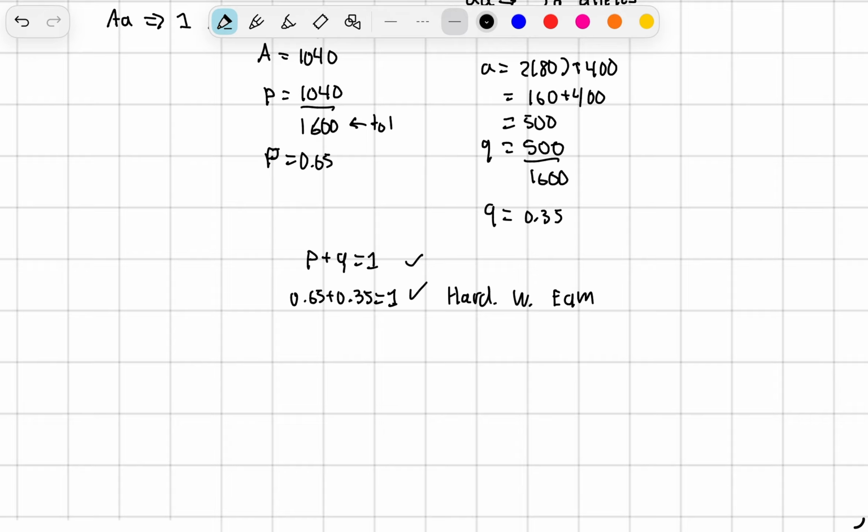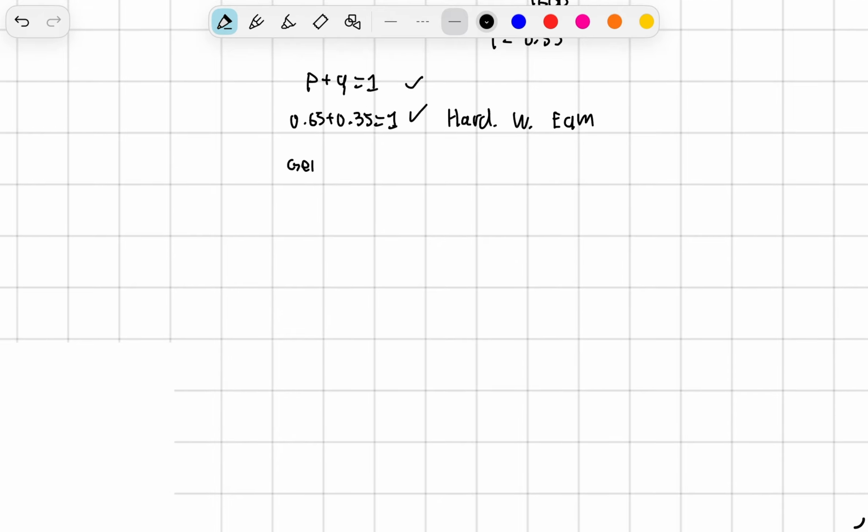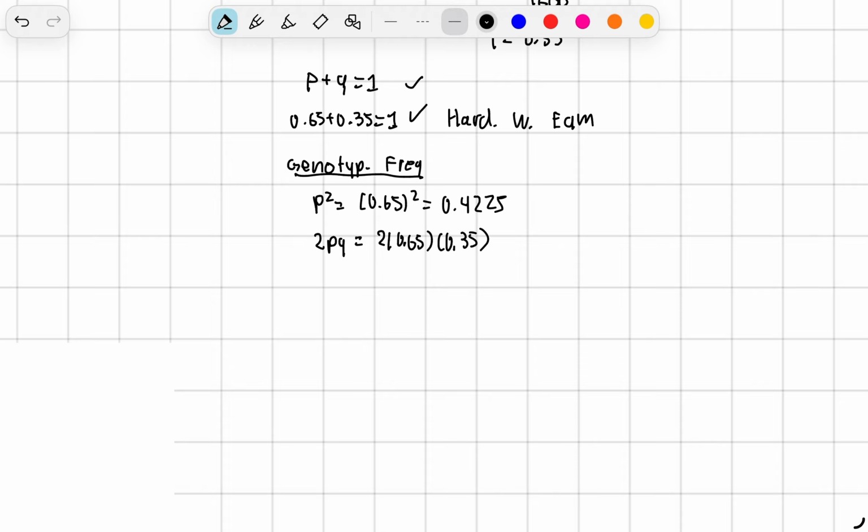After this, we can find our genotype frequencies. We can get p squared first by taking 0.65 squared, which is equal to 0.4225. Now for the 2pq component, that is going to be 2 times 0.65 times 0.35, which is equal to 0.455. And q squared is equal to 0.35 squared, which is 0.1225.